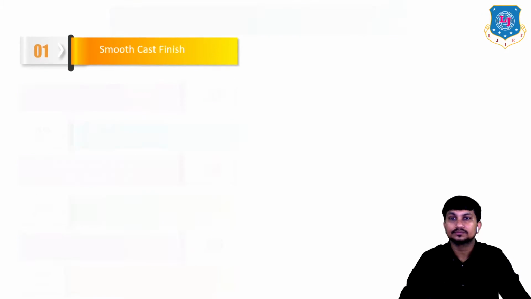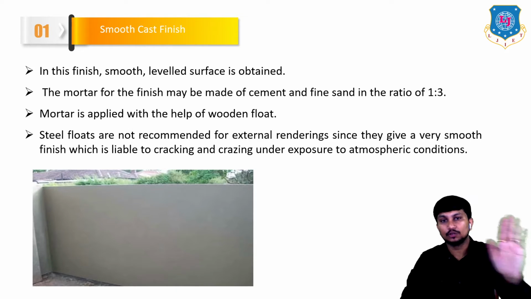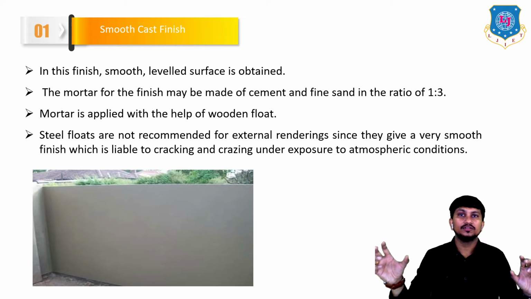First is smooth cast finish. This is how smooth cast finish looks. In this finish, a smooth level surface is obtained. The mortar for the finish may be made of cement and fine sand in the ratio of 1 to 3. Mortar is applied with the help of a wooden float, which is a long wooden plank.